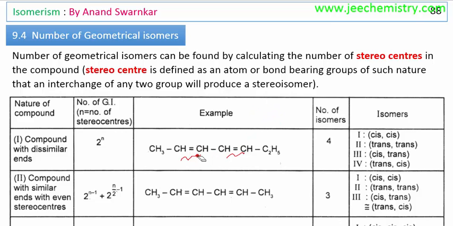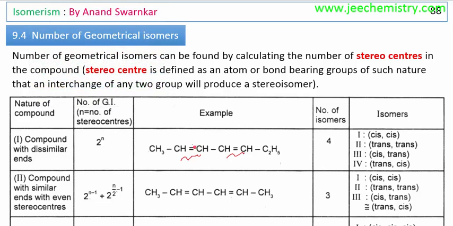So what is a stereocenter in geometrical isomerism? Here I have written: a stereocenter is defined as the atom or bond bearing groups of such nature that interchange of any two groups will produce a stereoisomer. Such compounds have bond bearing groups.